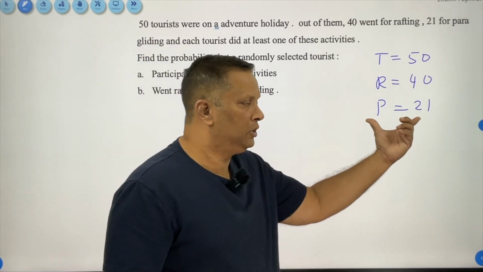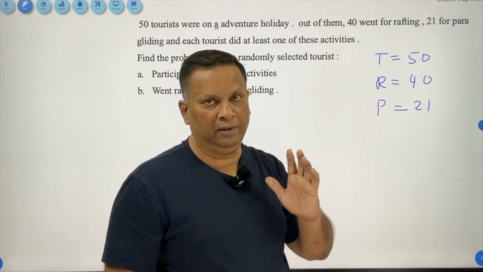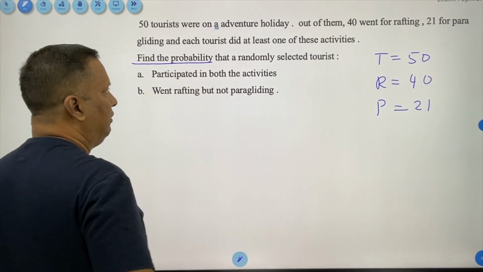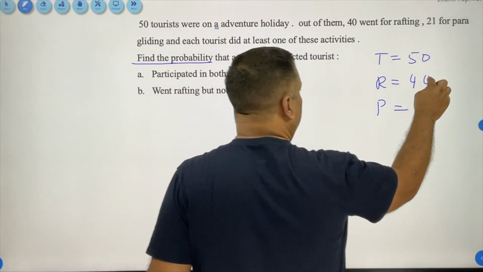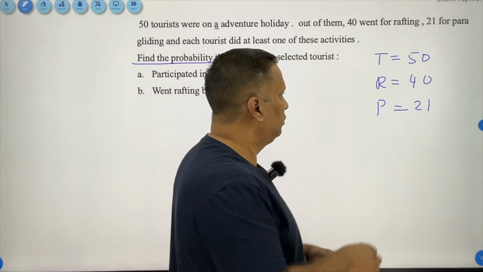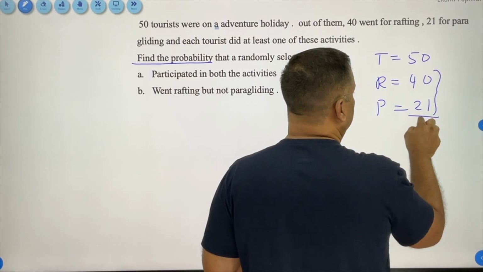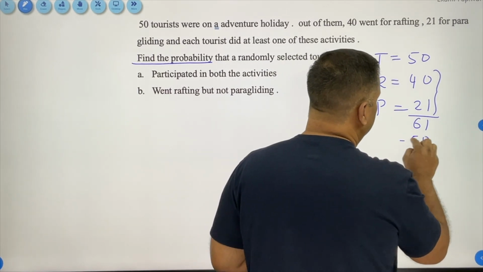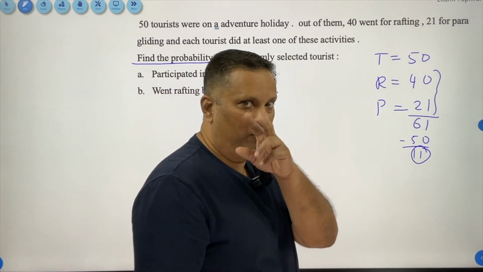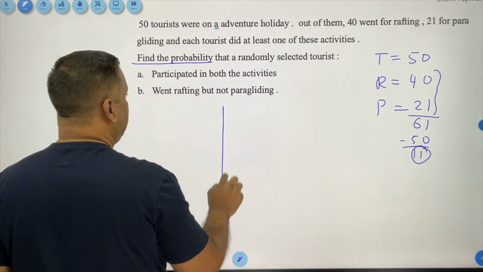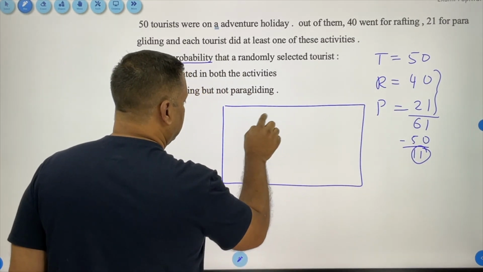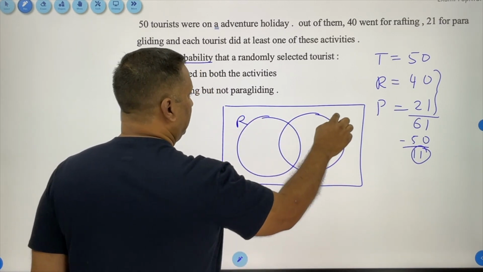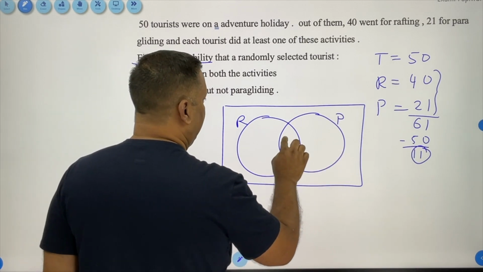Now to answer these kind of questions, the best thing is draw a Venn diagram. Because when you have to find the probability, a Venn diagram will help. Now 40 plus 21 is how much? Total of these 2 is 61, but there are only 50. So 61 minus 50 is 11. That means 11 tourists did both of it. So completing the Venn diagram becomes easy. So rafting and paragliding, 11 have done both.